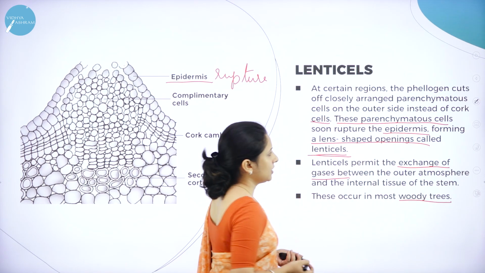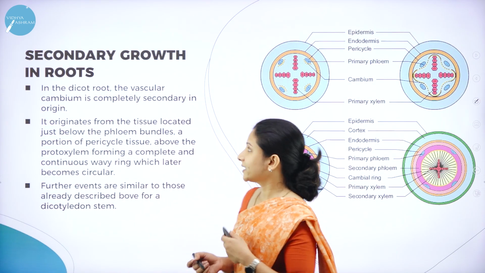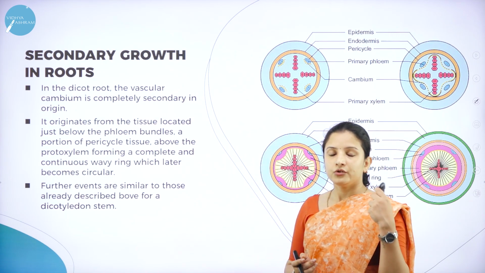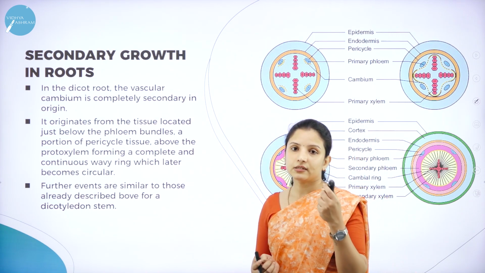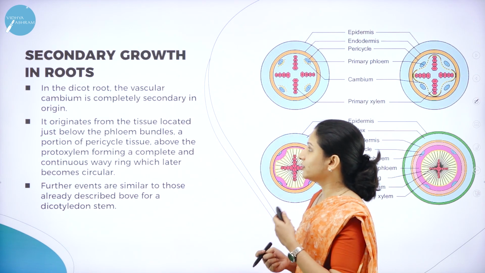So this is about the lenticels. Next, moving on to the secondary growth in roots. Usually the secondary growths are seen in the dicot stem and the dicot root. So now, talking about the secondary growth in roots.